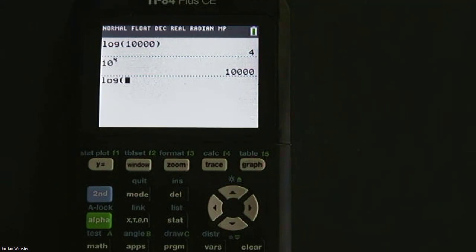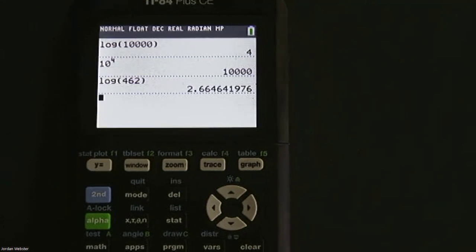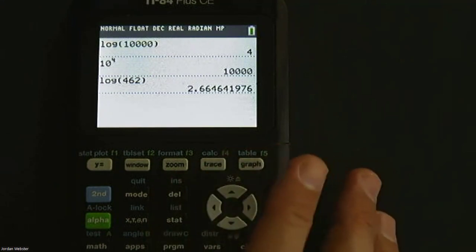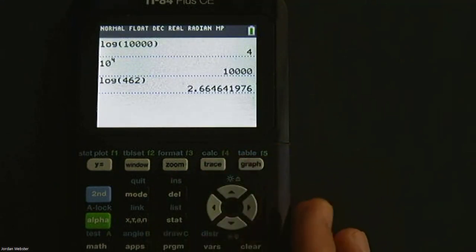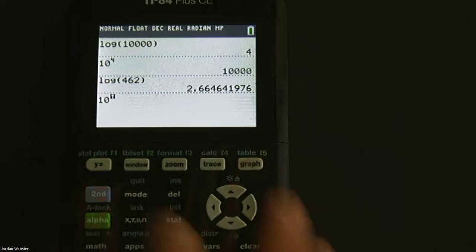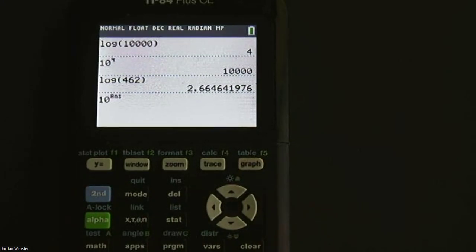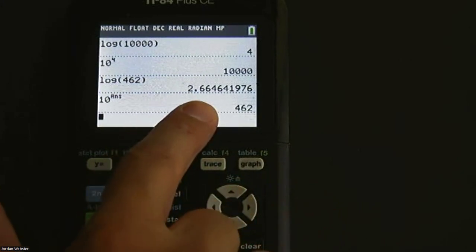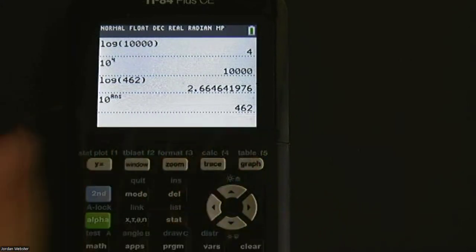I can do the same thing with log of the other numbers. So for instance, we had log base 10 of 462. Again, that's just that log button. We get 2.664, so on and so forth. And that means that if I take 10 and raise it to that power, I would get 462. Obviously, if you used a rounded version, if you used 2.66, you wouldn't get exactly 462, but you may get fairly close.